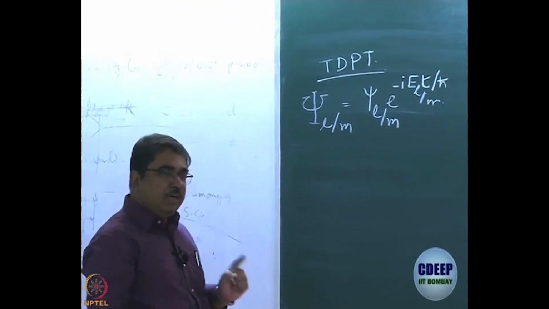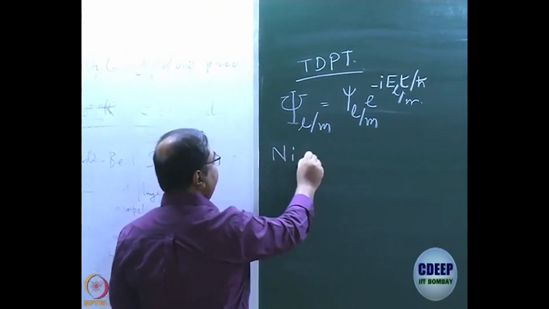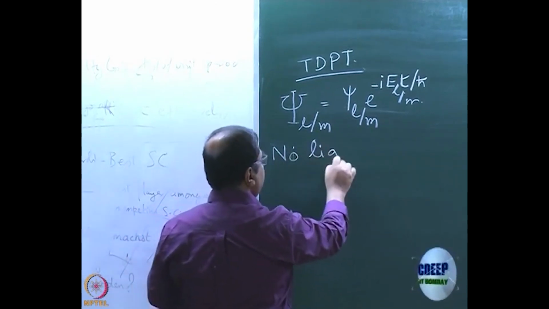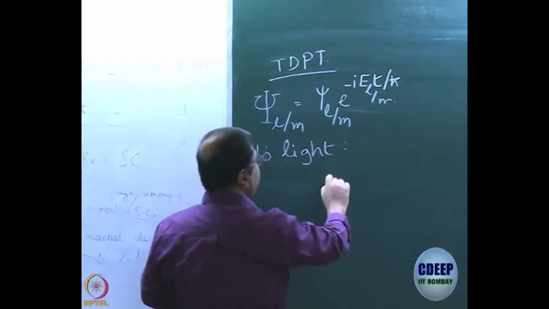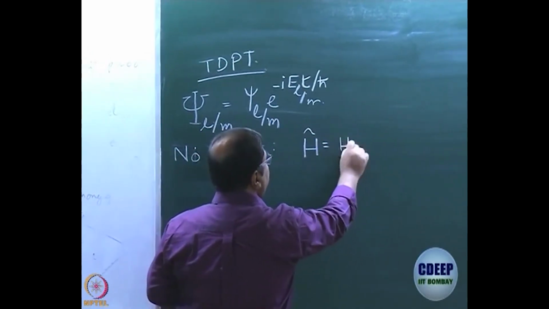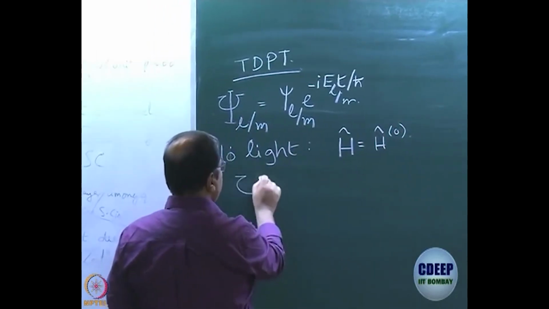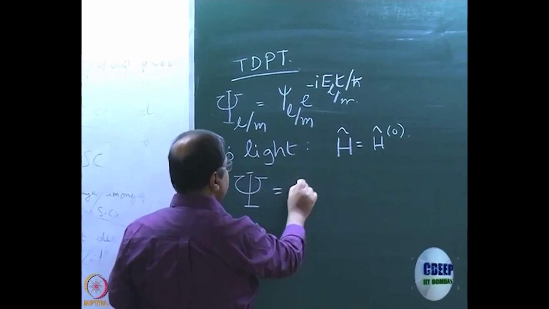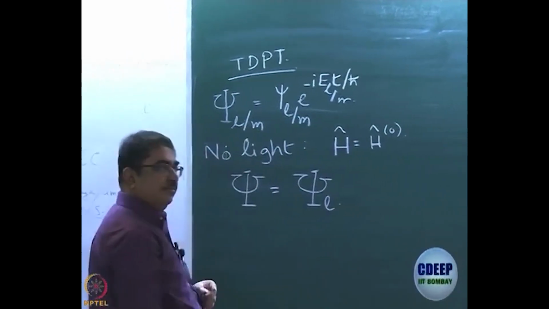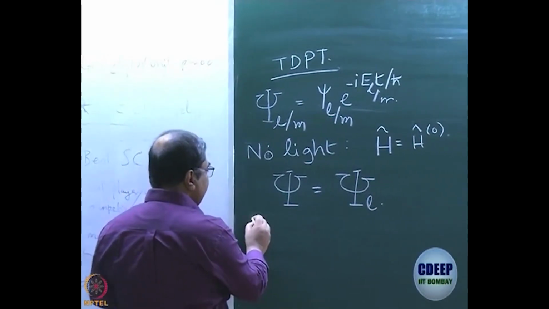Alright. So, what have we said? We have said that when there is no light, the Hamiltonian of the system is the unperturbed Hamiltonian, and the wave function of the system is capital Psi L. Okay? Then we said, what happens when I turn on the light?